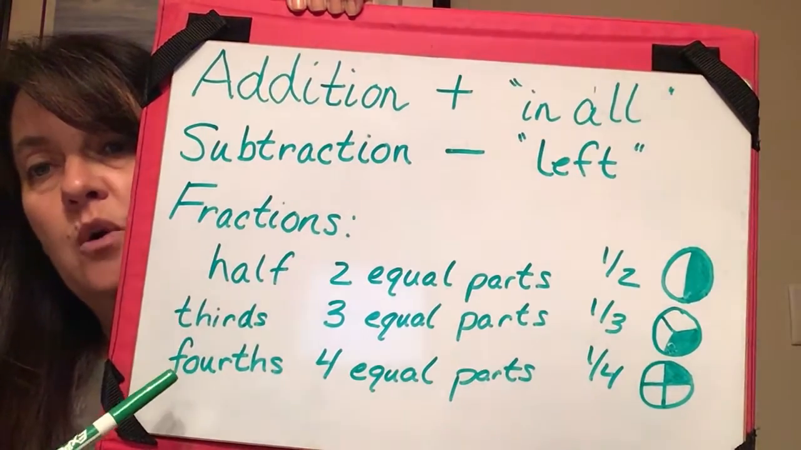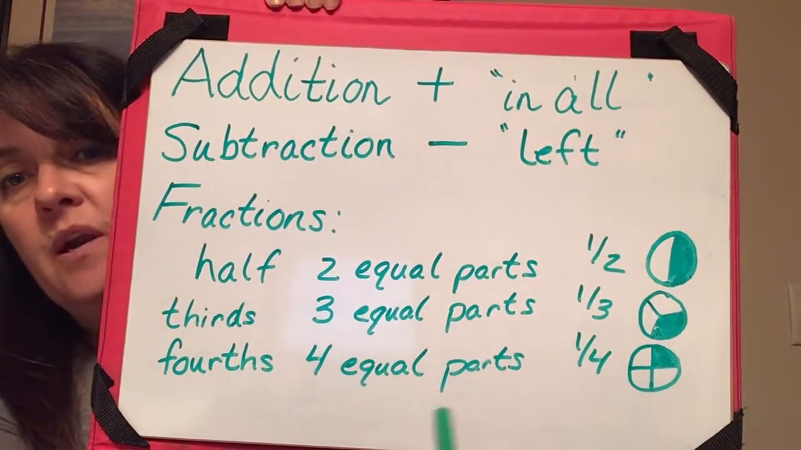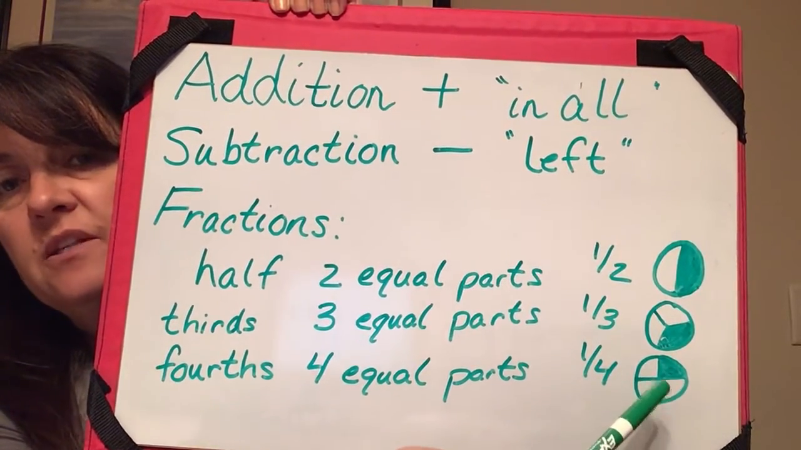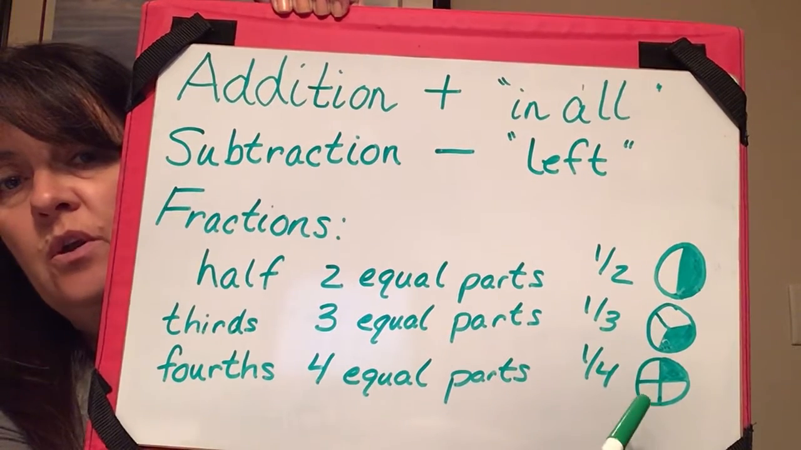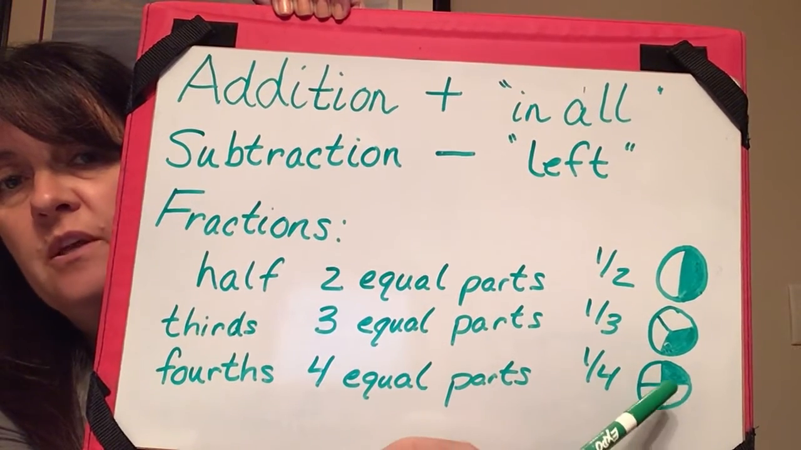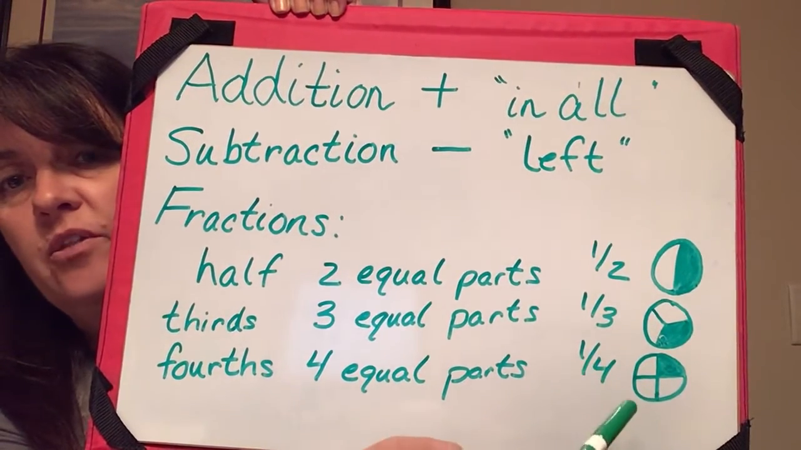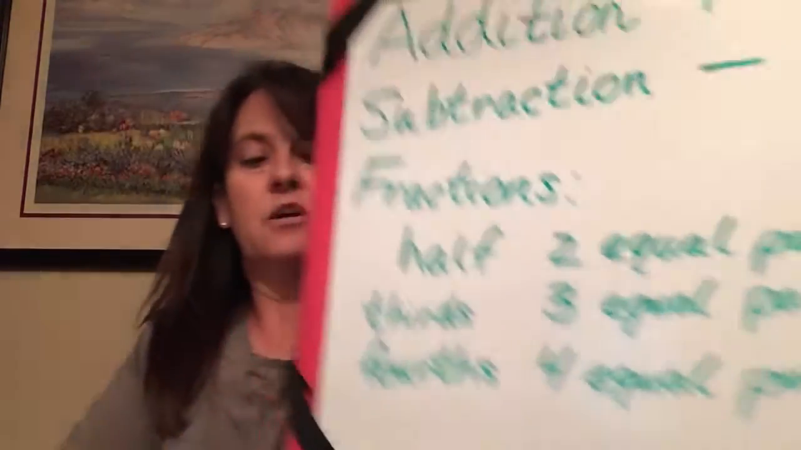Now, if you have fourths, that means you have 4 equal parts, and 1/4 of this one is shaded. So you have 1, 2, 3, 4 parts, but only one of the 4 parts is shaded in, so that's a 1/4. So it just talks about, fractions are all about equal parts. So I'm going to send some fraction worksheets for you also, in addition to the ones that were in your book.